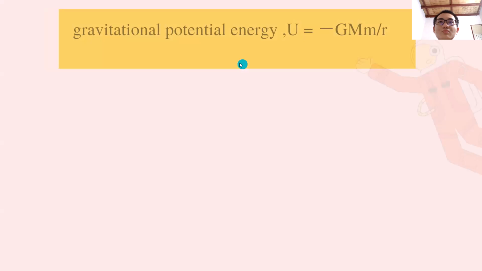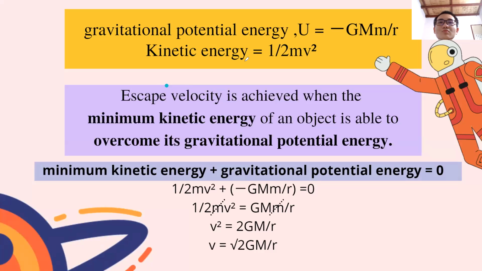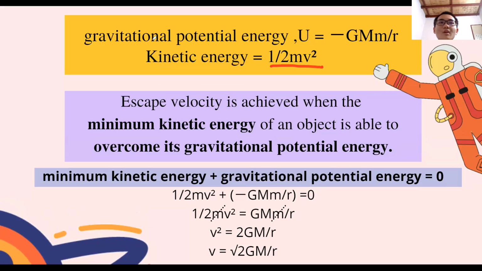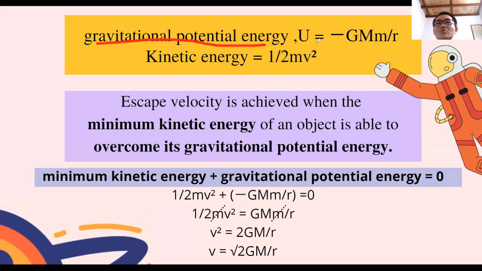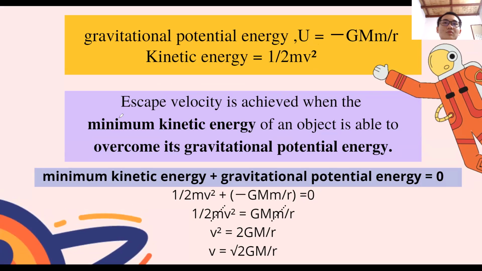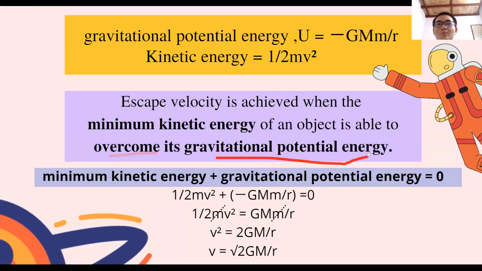In order to find the value of escape velocity, we can also relate two formulas: kinetic energy, 1/2 mv squared, and gravitational potential energy, U equal to negative GMm over r. Escape velocity is achieved when the minimum kinetic energy of an object is able to overcome its gravitational potential energy.